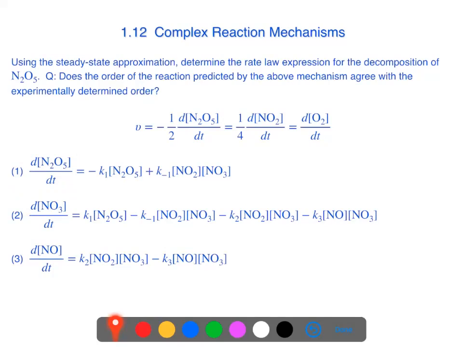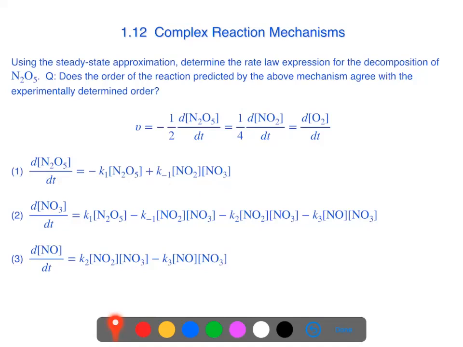N2O5, looking at the net rate of change during the course of this mechanism, in the first step, it's being consumed, and so we're going to show a minus k1 multiplied by the concentration of N2O5. But in the second step, which is really the reverse, an equilibrium reverse of that first step, we see it being reformed at the rate constant k minus 1 and depending upon the concentrations of NO2 and NO3.